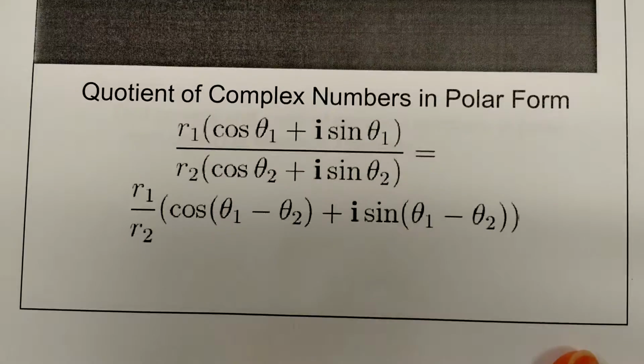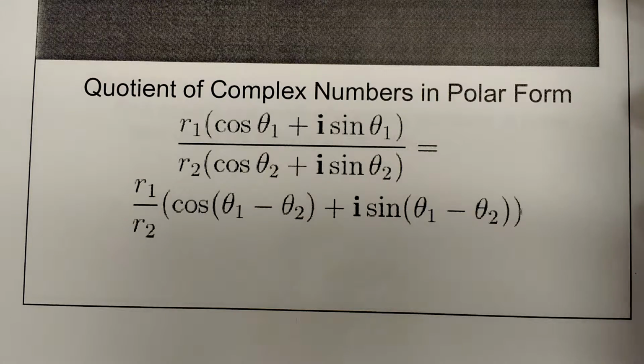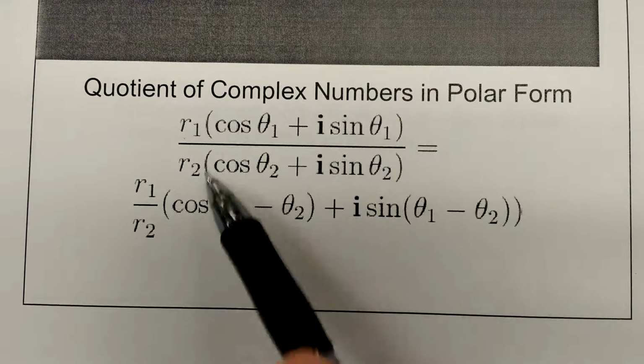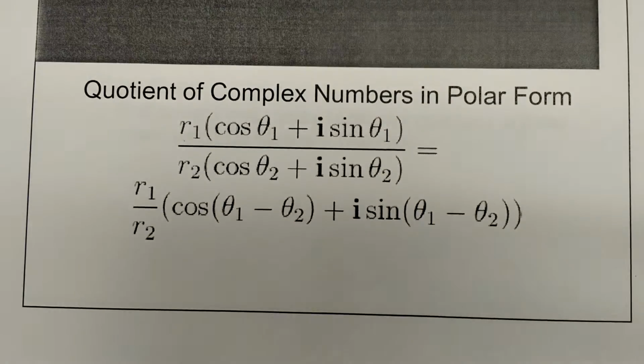So quotients work by similar rules. Since a quotient is the opposite of multiplication, the steps are the opposite of what they were in multiplication. So if you have one divided by the other, you divide the r values and subtract the angles.